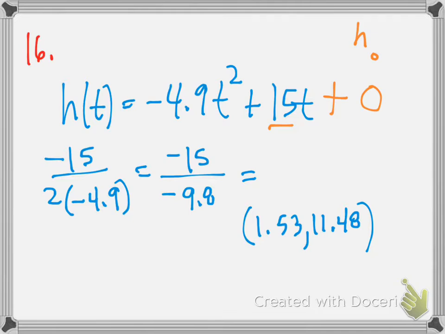So there's your equation, but you're just going to do negative b over 2a because it's a vertex. I just want to know how high it is. What's this point, right? What's that point? Anyway, maximum height was 11.48.